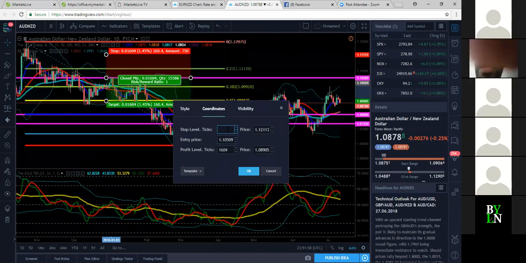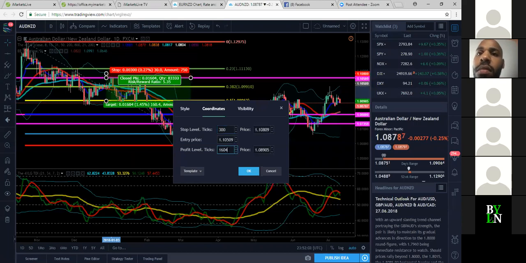Anybody there? 30 pips. So how do I write 30 here? 300. And how many pips am I trying to get off of this one here? 75. So how do I write the 75? 750. Right. And I go here and I hit OK.